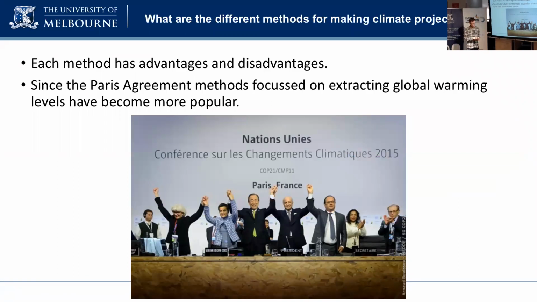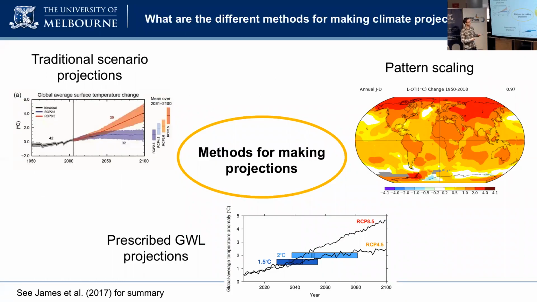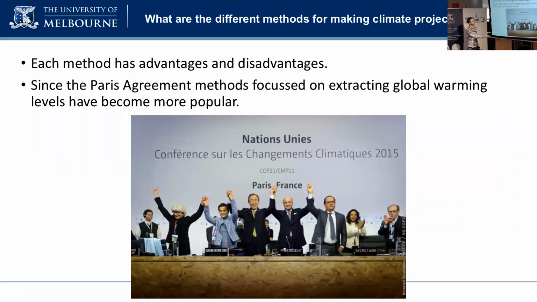And in the past, I'll just go back a second, this has been by far the most dominant method of making climate projections overall in the past. And it's only really in the recent period when we've had policy making focused around specific global warming levels that other methods have come into the fore more, like this kind of prescribed global warming level projections method. So since the Paris Agreement, this has become more popular.